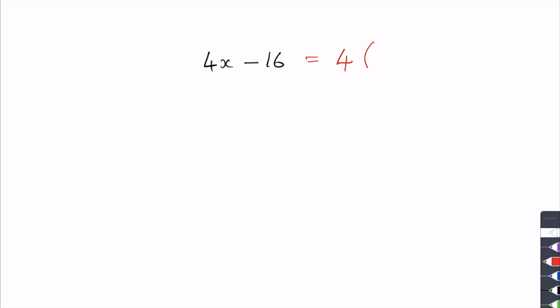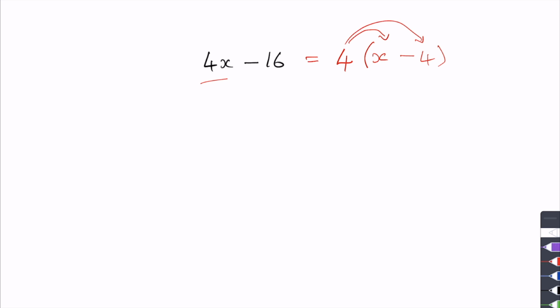And now we're going to think, 4 times what gives me 4x? Well, 4 times x gives me 4x. And then I'm going to take away another term. 4 times what gives me 16? 4 times 4 gives me 16. So when you factorize that expression, 4x minus 16, we get 4 with x minus 4 in the brackets.